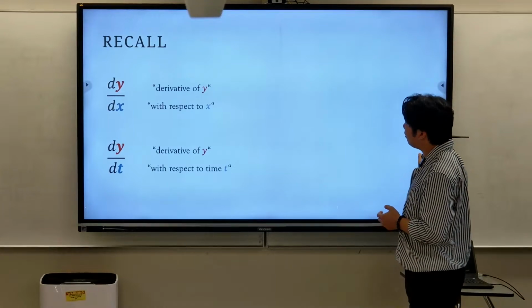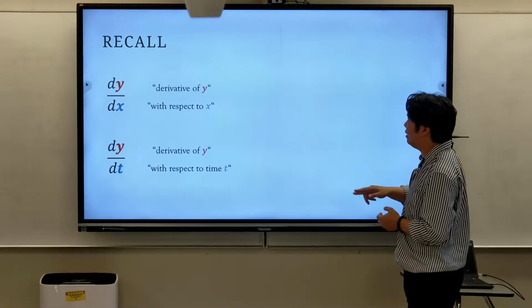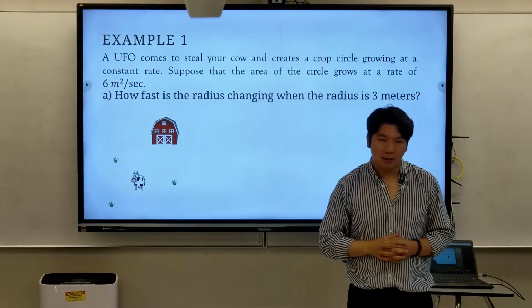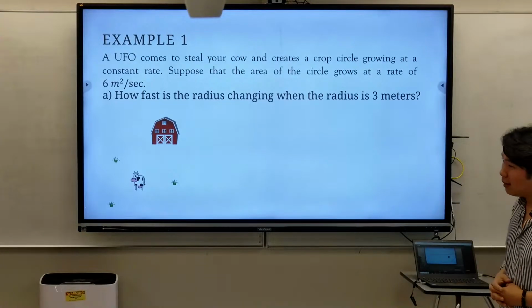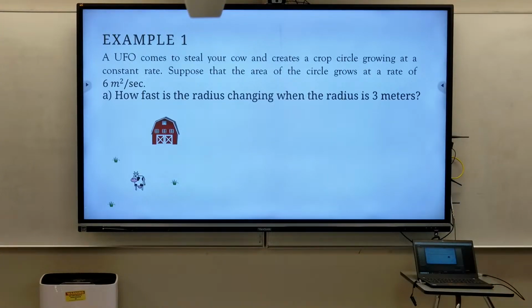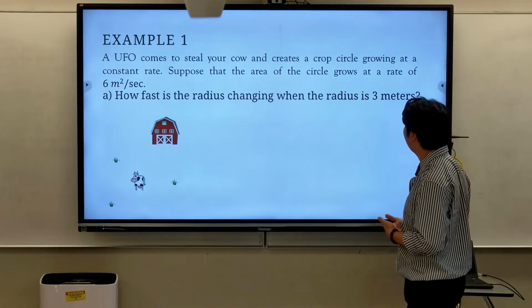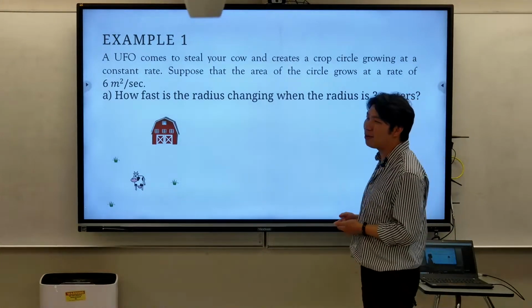All right, so using that, what we're going to actually do is jump straight into an example, if I timed this correctly. Perfect. Example 1. Let's say I have a UFO, and what do UFOs do? They like to steal cows and create crop circles. From my own experience of seeing them, of course. And let's say that they create this crop circle and it grows at a constant rate. And let's suppose that somehow we know that the area of that crop circle grows at a rate of 6 meters squared per second.